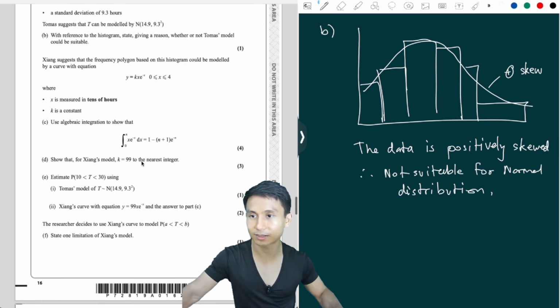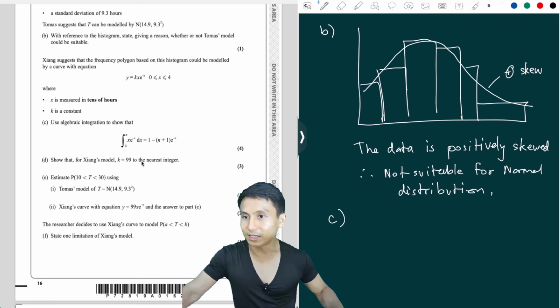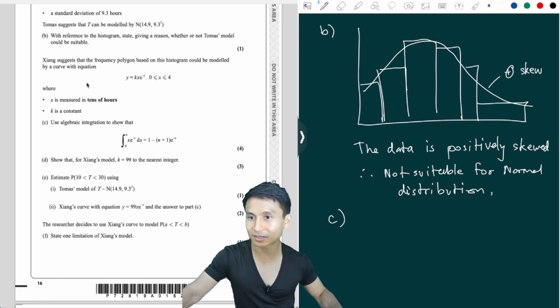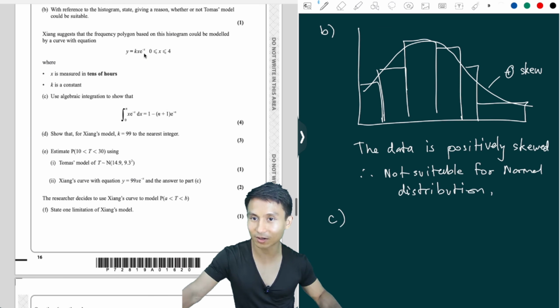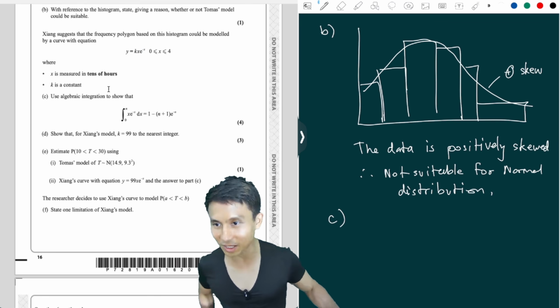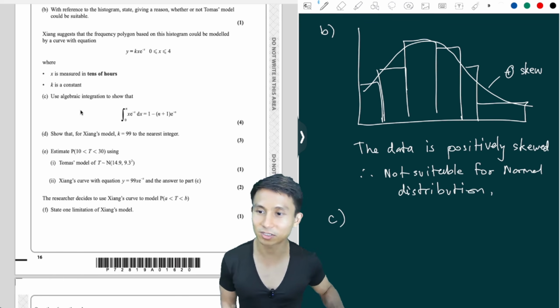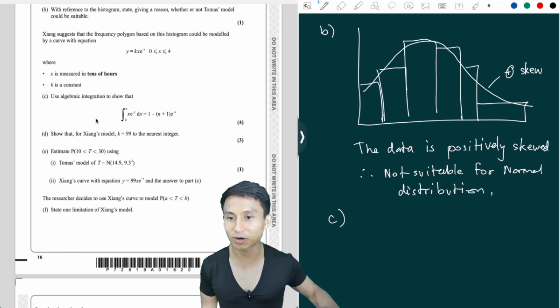Yeah, that's it. Part C. Xiang suggests that the frequency polygon based on this histogram could be modeled by the curve with equation that. Wow, that looks like x e to the minus x with a constant here. x is measured in tens of hours. We've got to be careful there. k is a constant. Use algebraic integration to show.